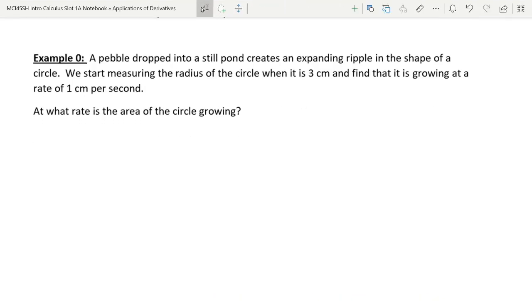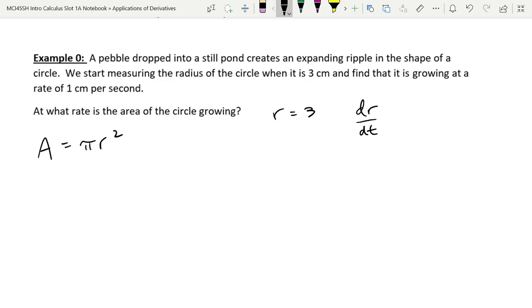What do we know for starters? Well, we know that there is a formula that relates radius to area. The area of a circle is pi r squared. We also have a couple of things that we know. We know that at some point we want to find a radius of 3, and we're given that the change in radius over time is 1. I guess I could put units on these, right? So this is centimeters, and this is centimeters per second. So there's all the information I know right now.